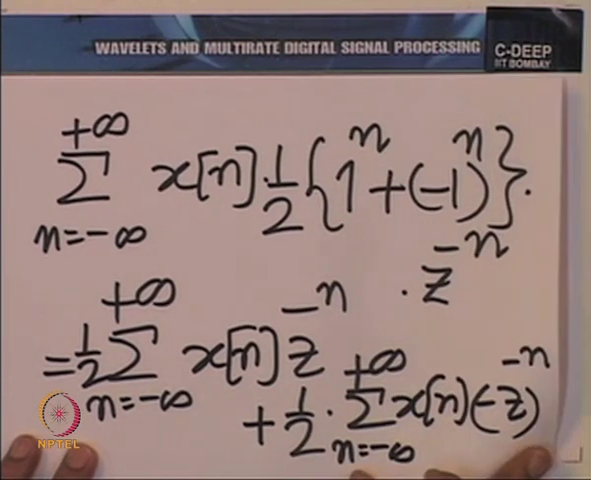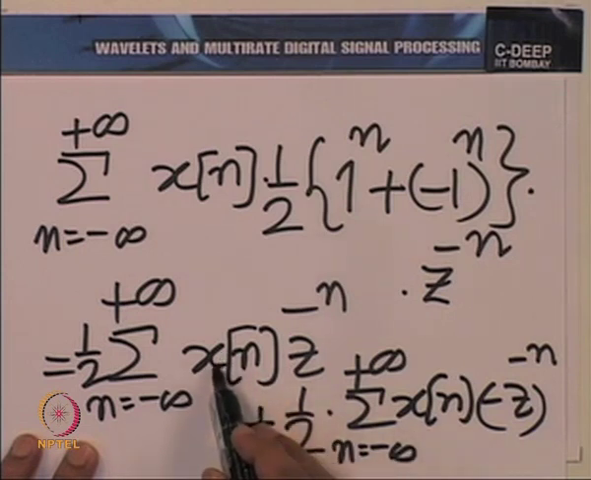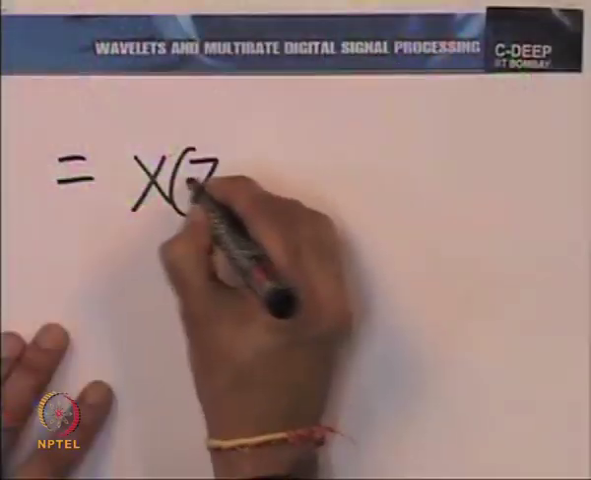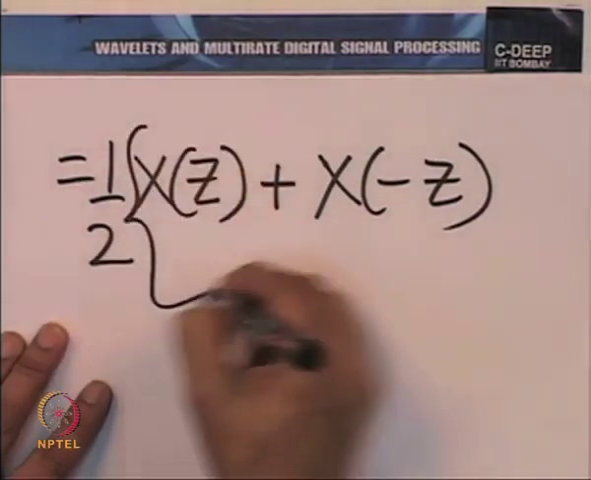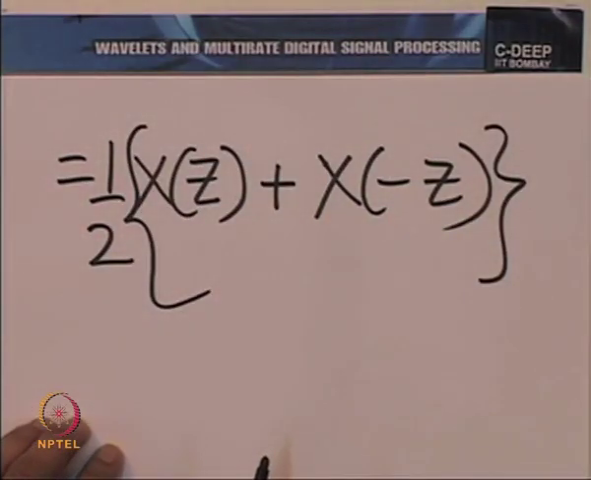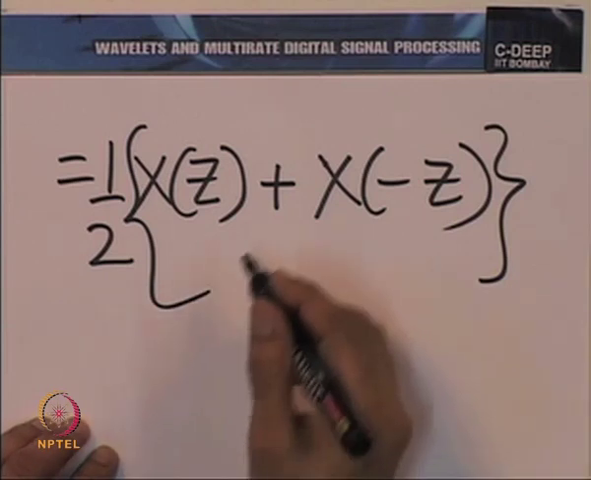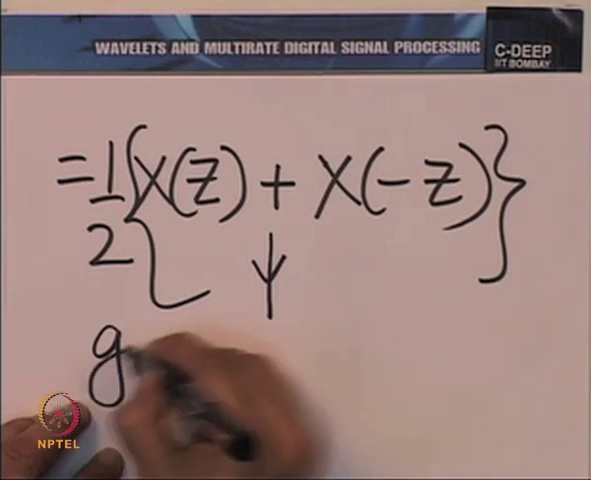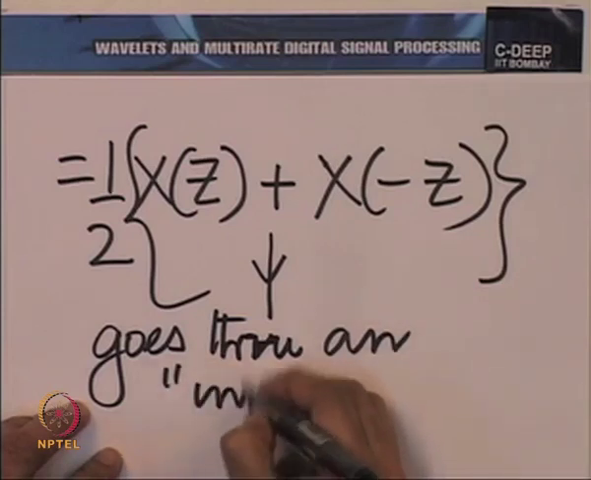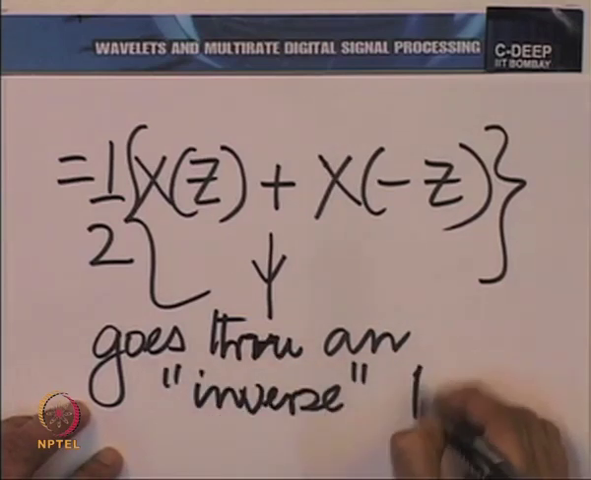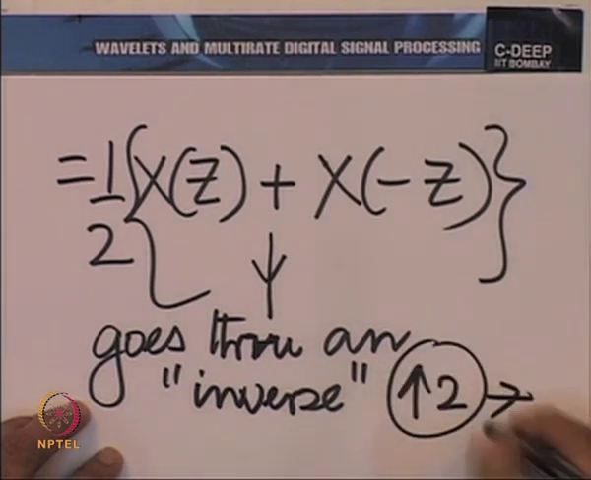So, we have done our job. Indeed, these are very familiar expressions. This is just the z transform of x and this is the z transform of x with z replaced by minus z. So, we have, this is essentially equal to capital X evaluated at z plus capital X evaluated at minus z, multiplied by half. So, we have done our job. Now, all that we need to do is to note that this goes through an inverse upsampler by 2, so to speak.